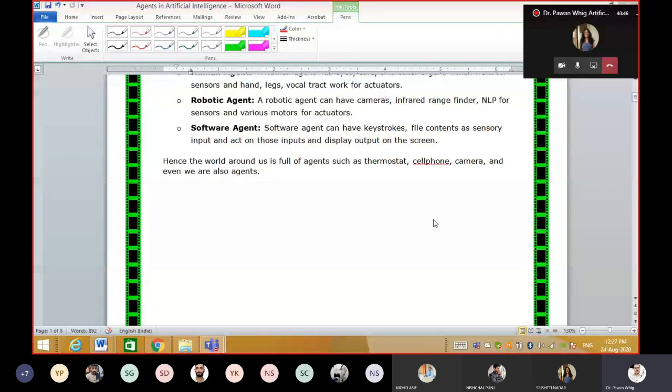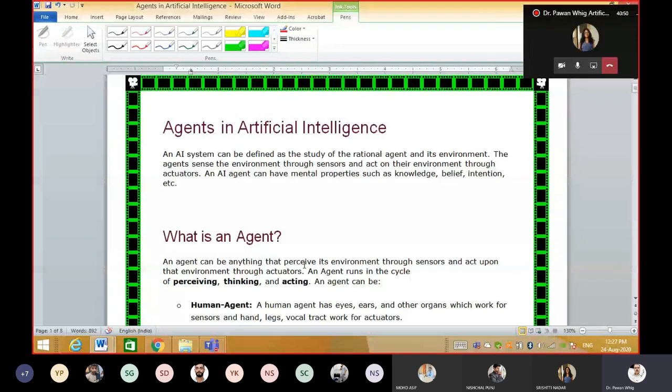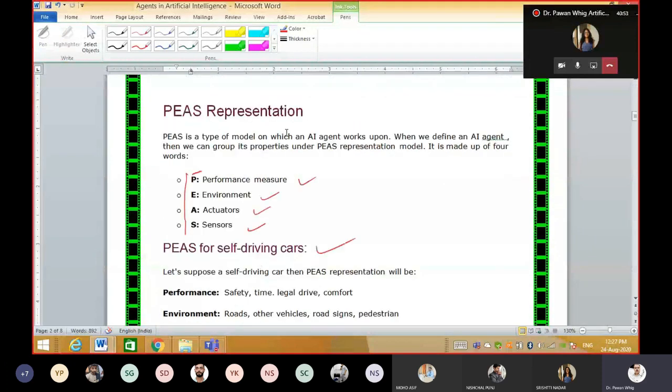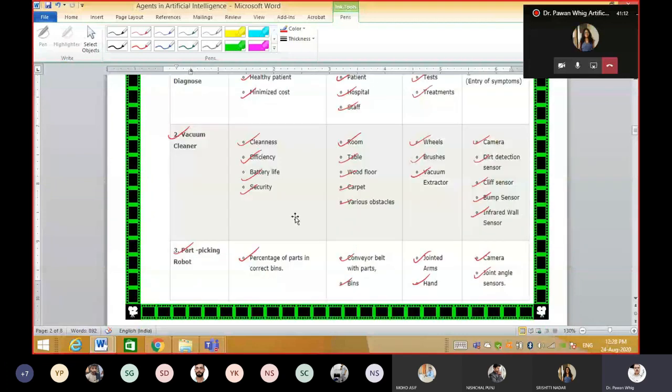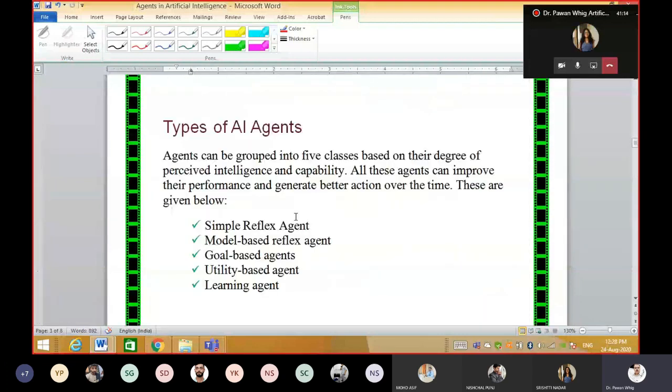So till now we learned two things. What is agent, and another thing we learned is the PEAS representation. PEAS representation is a model on which every agent has these four properties: performance measure, environment, actuator, and sensors. So let me move forward to the types of AI agent.